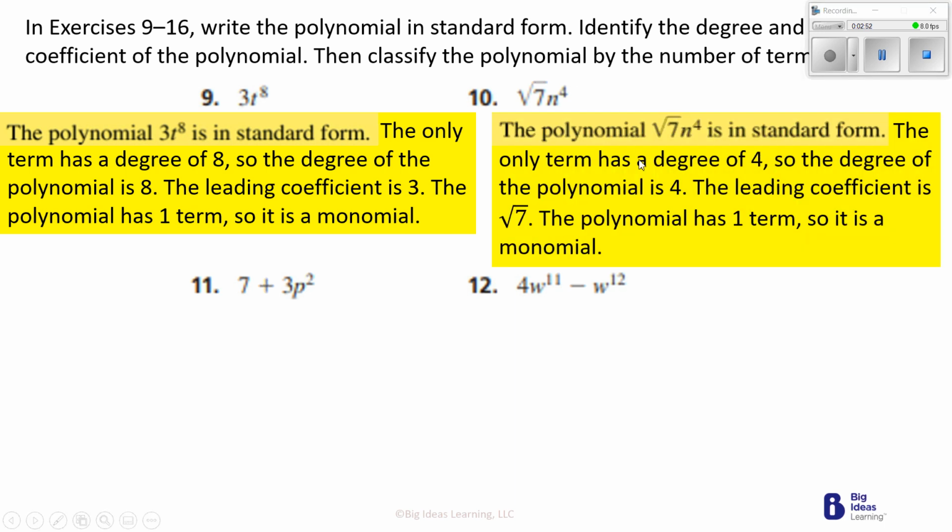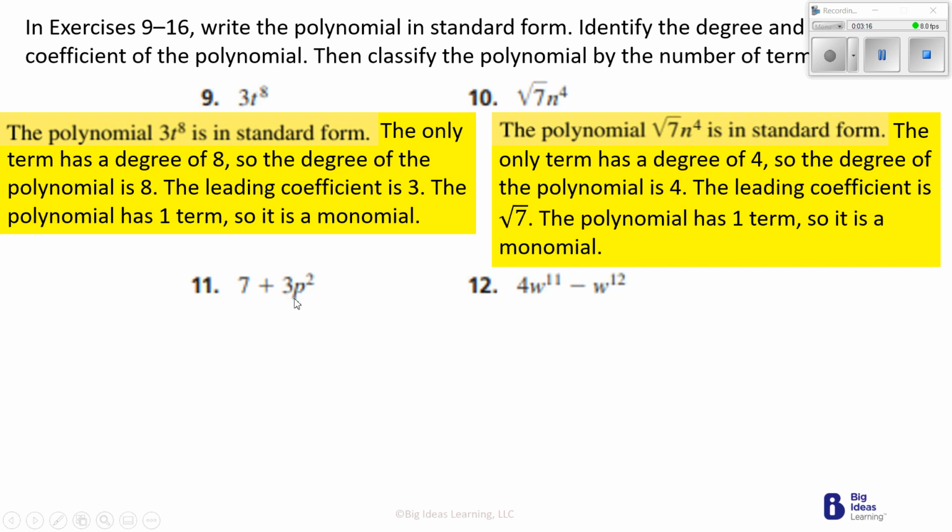So over here, it is in standard form. The only term has a degree of 4, so it's to the 4th degree. The leading coefficient is square root of 7, and it has 1 term, so it's a monomial. Here, the standard form would have the highest power up front, so we would put 3p to the second power plus 7. That would be writing it in standard form.